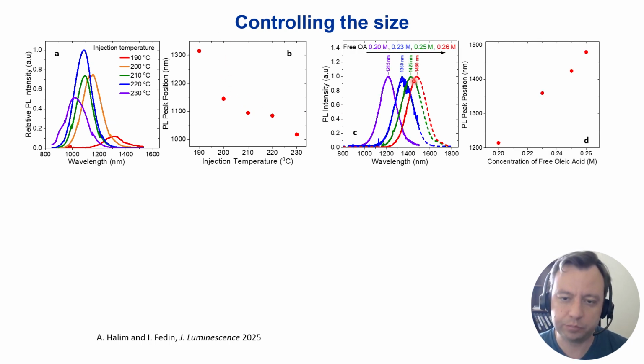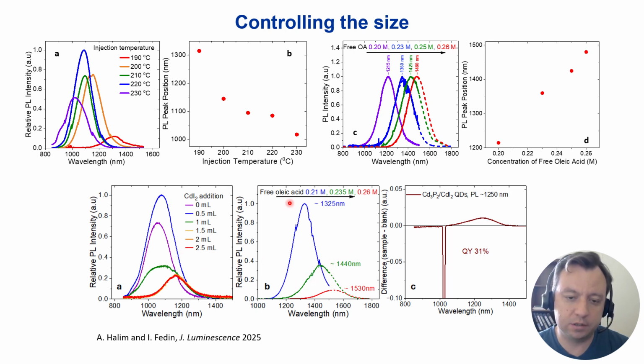Now, the factor that really played the role was the acidity. When we increase the concentration of free lactic acid from 0.20 to 0.26 molar, we're able to grow larger dots and shift the emission from 1215 to 1480 nanometers.